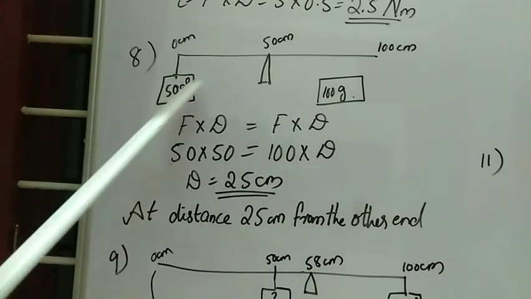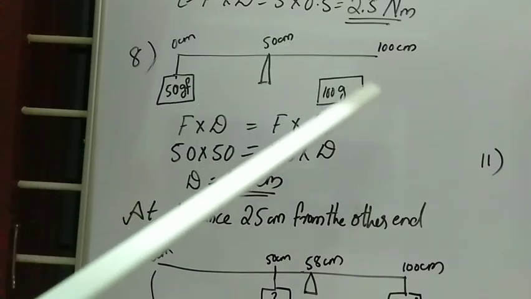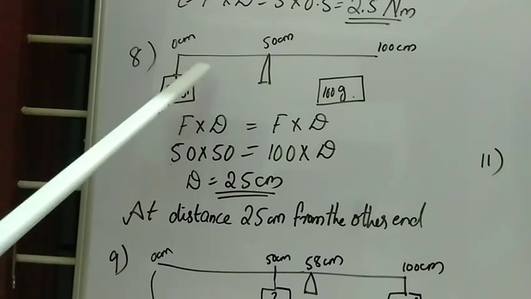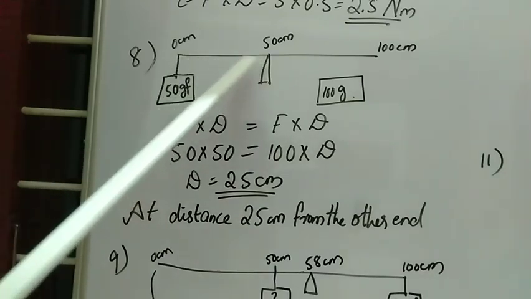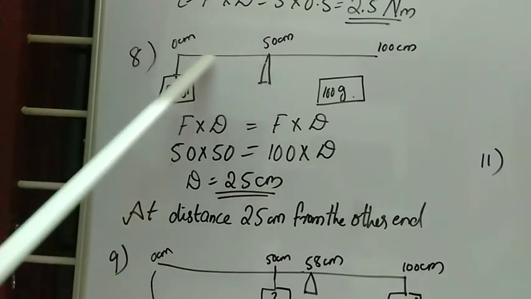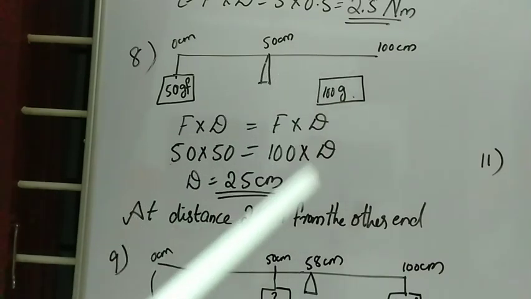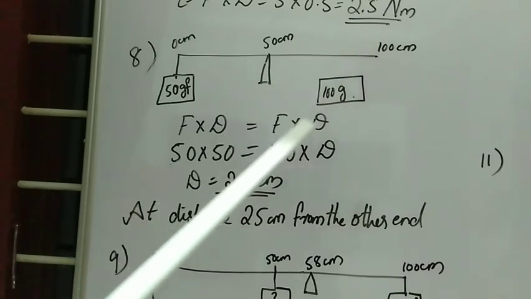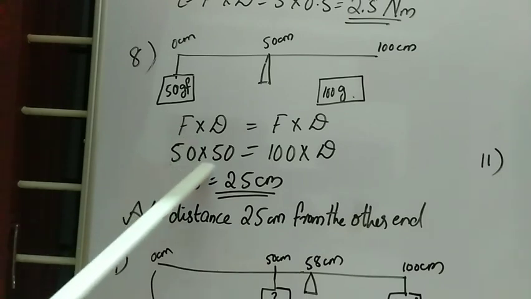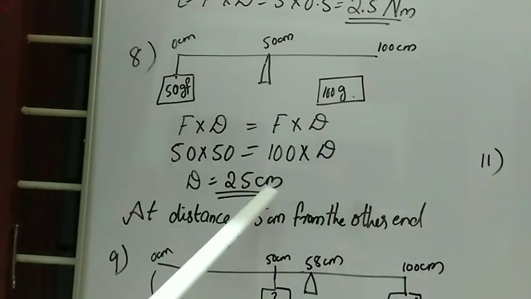So we are going to apply the principle of moments. Sum of clockwise moments is equal to sum of anti-clockwise moments. This side moment is force into distance. Force here is our weight, 50 gram force, and distance is 50 centimeter. Other side force is 100, distance we don't know. We are asked to find where we have to hang it. So 50 into 50 is equal to 100 into distance. Now the two zeros and two zeros cancel, so we will get distance equal to 25 centimeter.